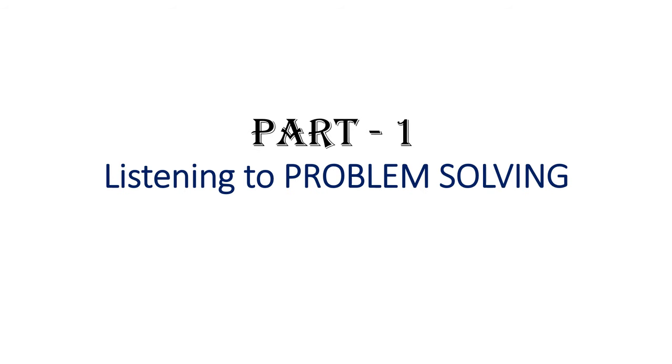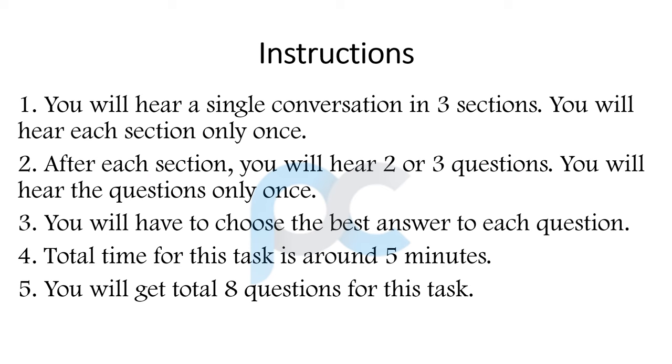Part 1, listening to problem solving. Instructions. You will hear a single conversation in 3 sections. You will hear each section only once. After each section, you will hear 2 or 3 questions. You will hear the questions only once. You will have to choose the best answer to each question. Total time for this task is around 5 minutes. You will get total 8 questions for this task.